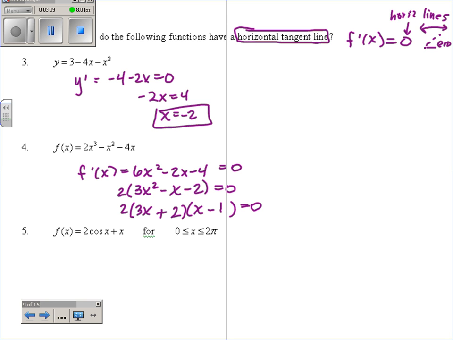Now 2, can 2 equal 0? No, so this is not an answer. It's only an answer if you factor out an x. So we set each of these factors equal to 0. X equals -2/3, and x equals 1.